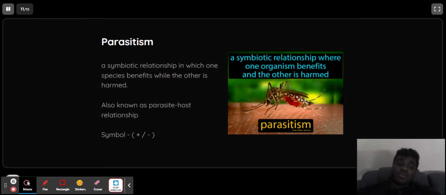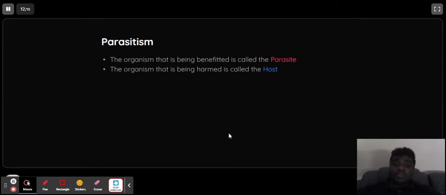Most parasites do not want to kill the host because they want the relationship to continue. Another word for this would be a parasite host relationship. The symbol for this would be plus and minus because the other organism is always harmed, although not always killed. So the parasite would be the organism that's going to get the benefit, and then the organism that is harmed would be called the host. So that's why it's called a parasite host relationship as well.